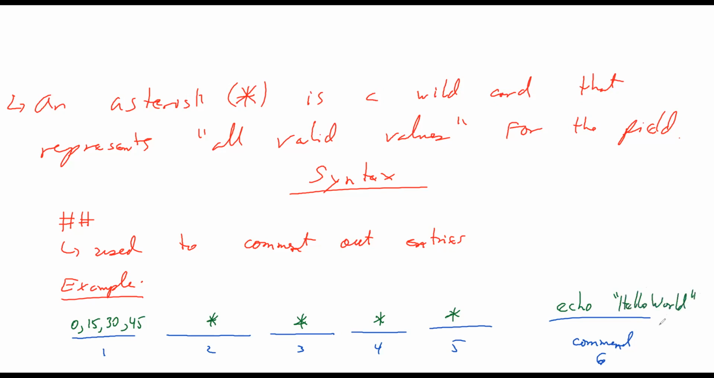Hello world. Okay, so that's your first example. So what does this mean? It means that the command is to echo hello world. So it's going to print out echo hello world, and it's going to do it when? That's the question. Well, the asterisk is a wild card that represents all valid values. So basically it means all valid values.